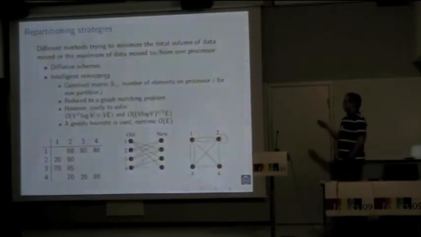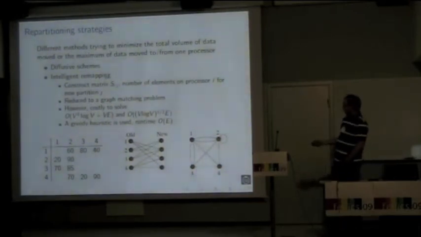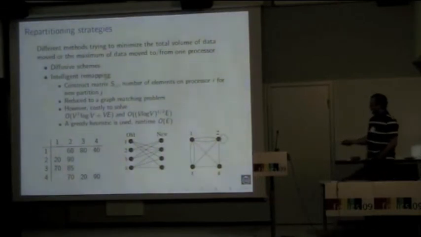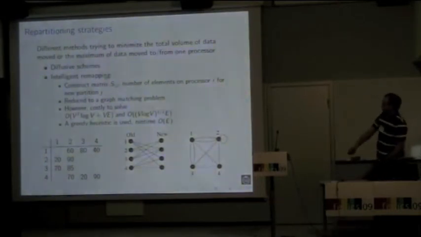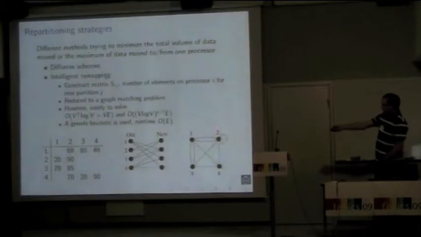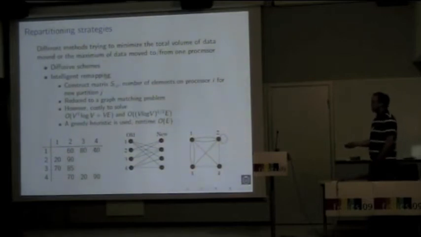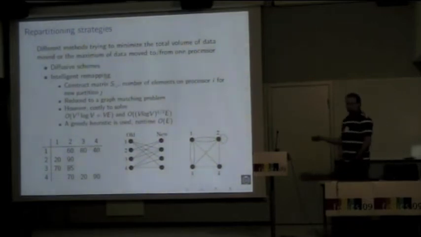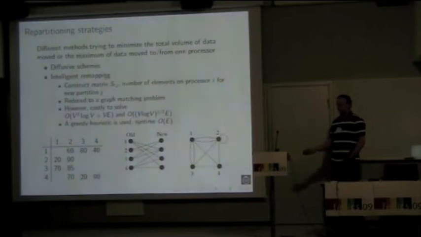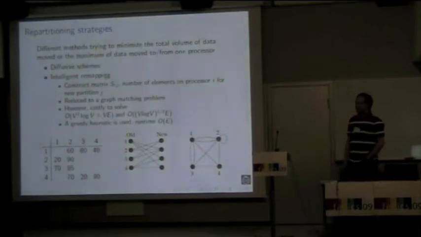data moved from one processor, then you can construct the graph given the matrix here, and then you weight the edges with some penalty function, and then you simply solve a maximum cardinality problem, where you select some edge that will lower this data movement.